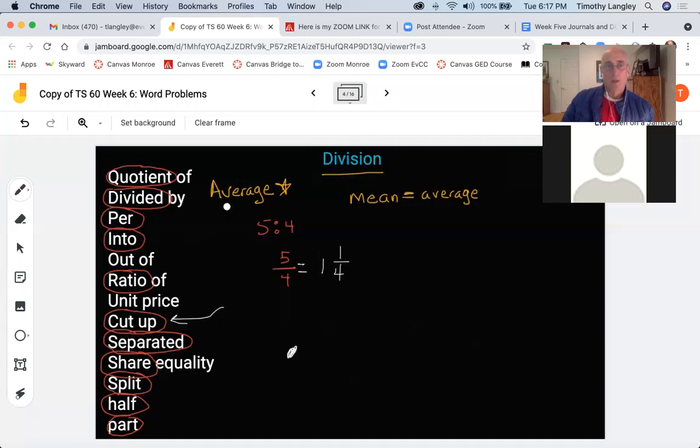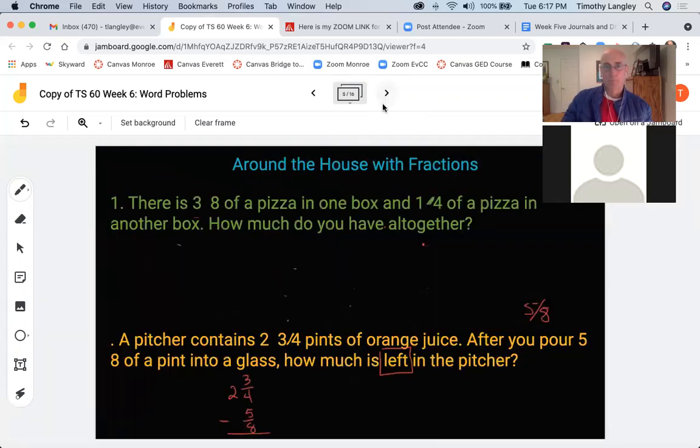Okay, I would say average. Okay, divided or cut up or separated. So average, divided, cut up, separated. Those are kind of the top ones here that we're going to go through here in a moment, okay?